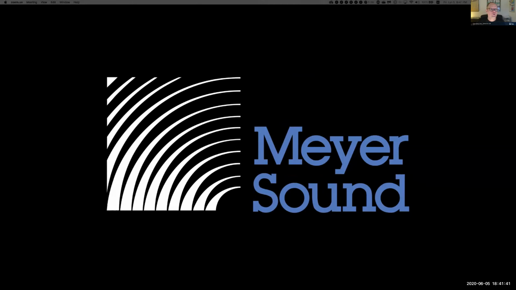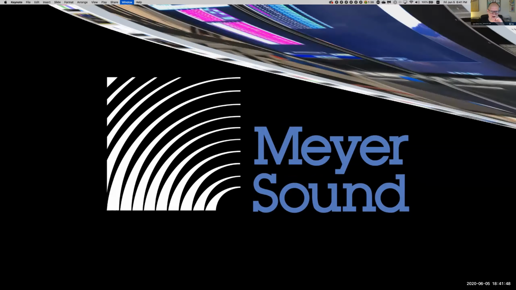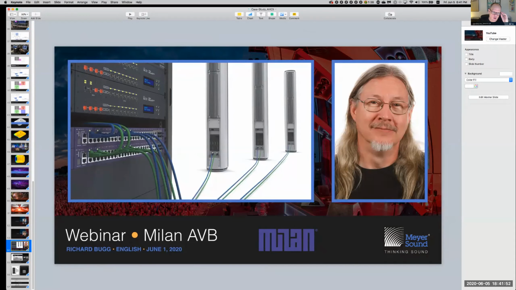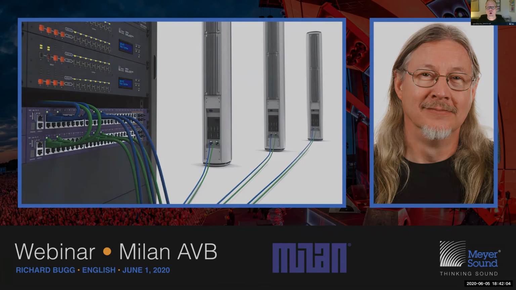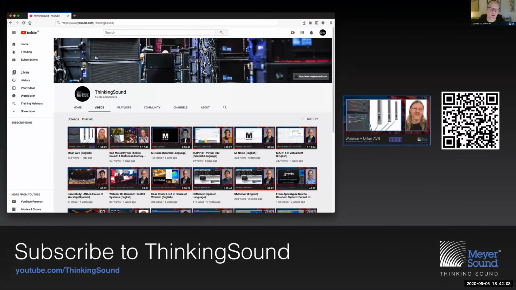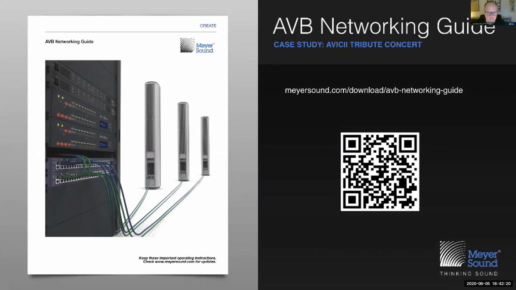For those that want to know more about Milan AVB, earlier this week we had a very exciting presentation of Richard Bug, who discussed Milan AVB at great length. So for those that are more interested in the technology that was used during this project, be sure to watch that webinar, which you can find on the Thinking Sound YouTube channel. There's also a document, the Meyer Sound AVB networking guide, which can be found at the website, that also explains a lot of the topics that Richard touches, including redundancy, cable redundancy, switch redundancy. All of those topics are also addressed in that document.